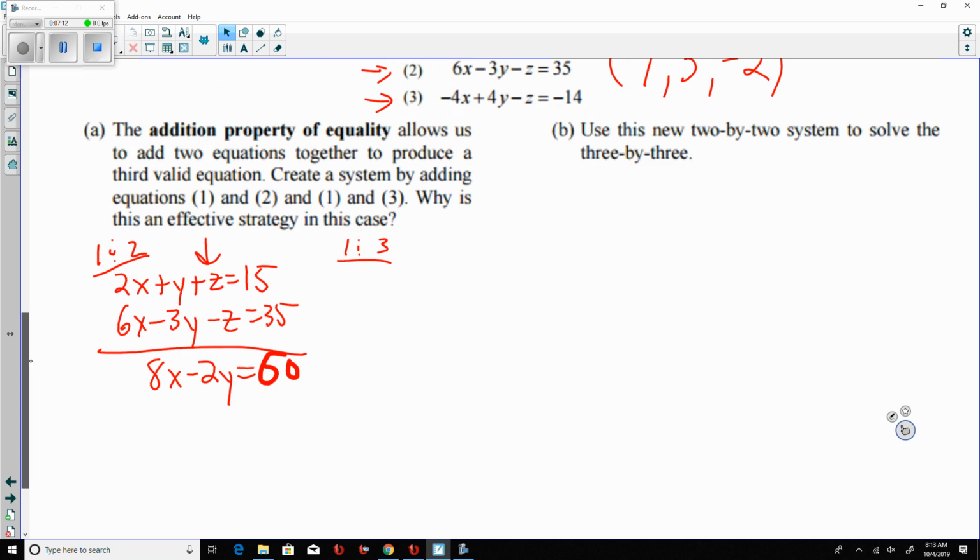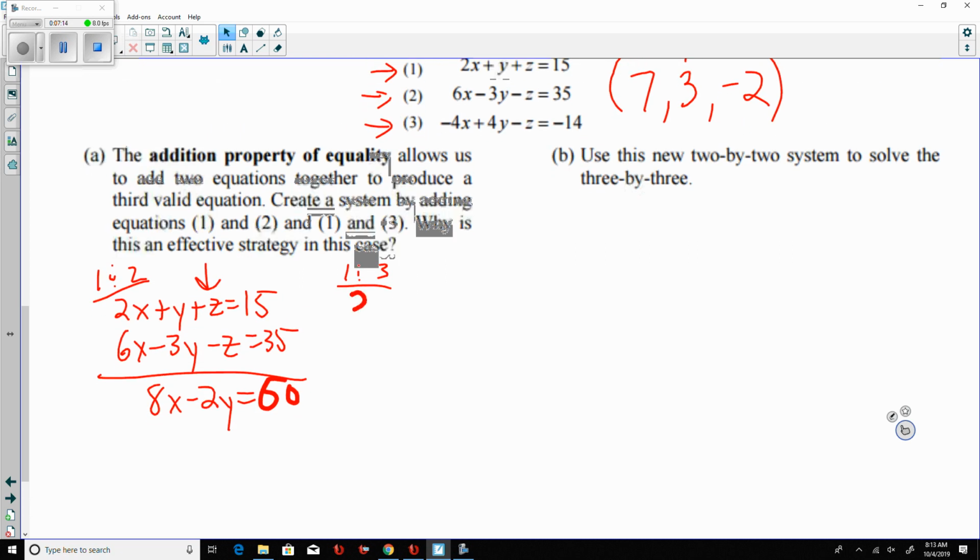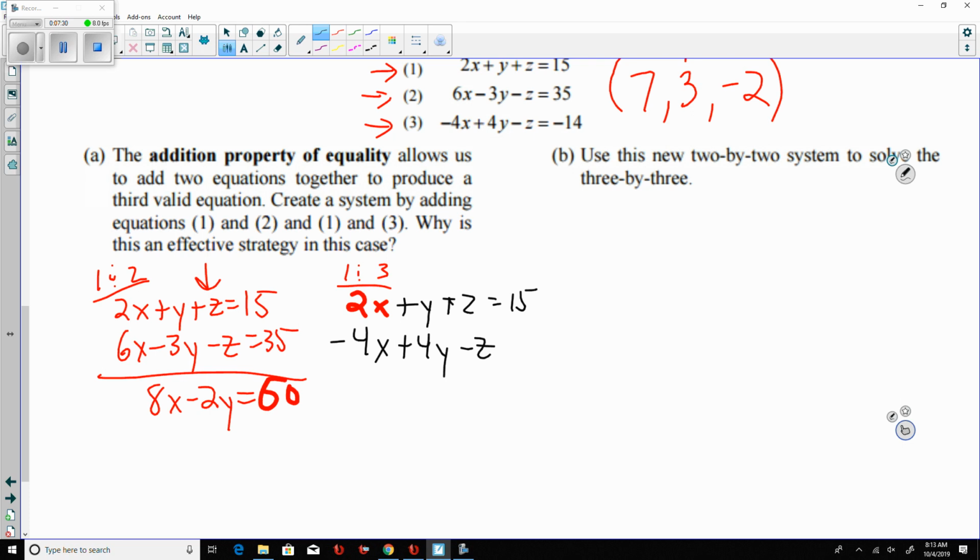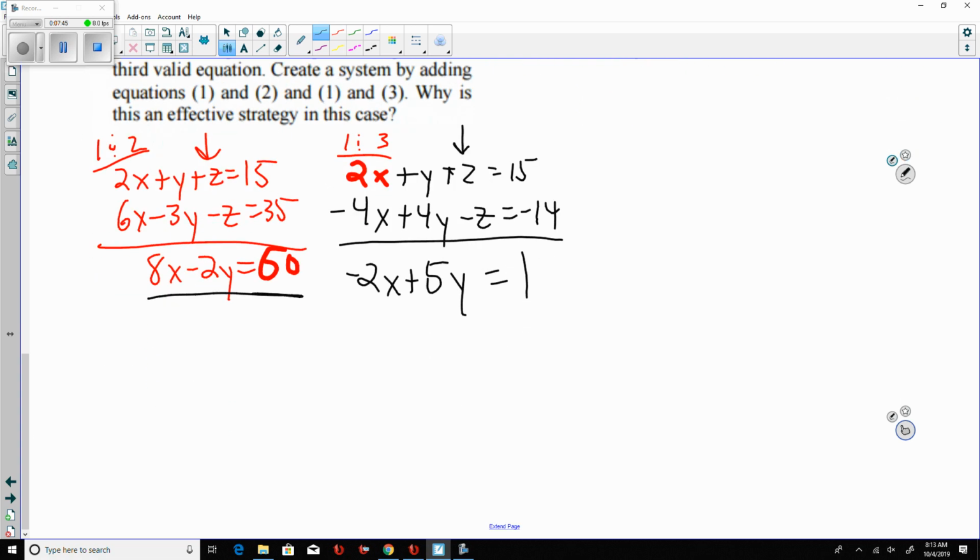So the next one, 1 and 3. I don't know how to change it back. 2x plus y plus z equals 15. That's 1. And the third one is negative 4x plus 4y minus z equals negative 14. So again, the z's are going to cancel. And so what do we have? We have negative 2x plus 5y equals 1. So now you are just to a 2-variable solving.